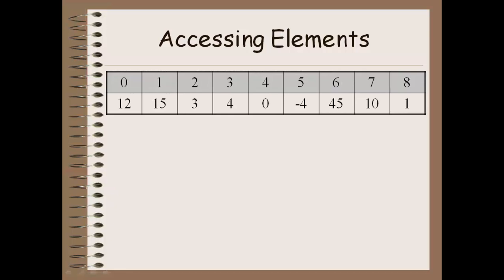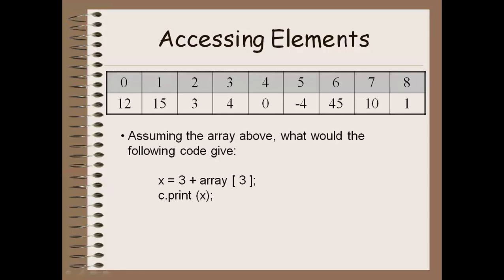So here's a particular array I've got. Again, my indices are across the top, the values I have are underneath. I'm going to show you a little bit of code, and what I want you to do is tell me what the value is going to be at the end of the code. So what would this following code give? Pause it, figure out your answer, and then I'll tell you what the answer is.